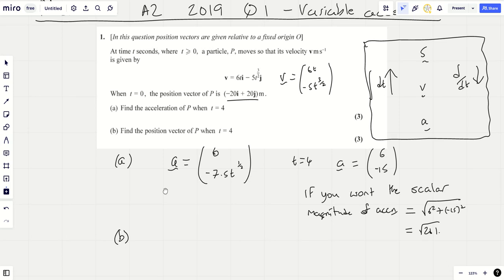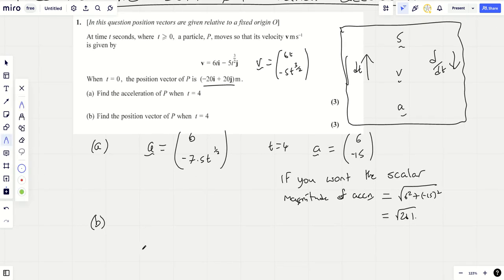Okay, part B, position vector when t equals 4. Okay, so we're going to have to integrate here. So s equals, integrate 6t, you get 3t squared, plus c1, integrate minus 5t to the 3 over 2. Well, we're increasing the power by 1, so we'll put that as t to the 5 over 2 first. And then we're dividing by 5 over 2, which is the same as timesing by 2/5, which is going to leave us with minus 2. Now, if I times that by 2.5, 2 times 2.5 is minus 5, and that's looking good.